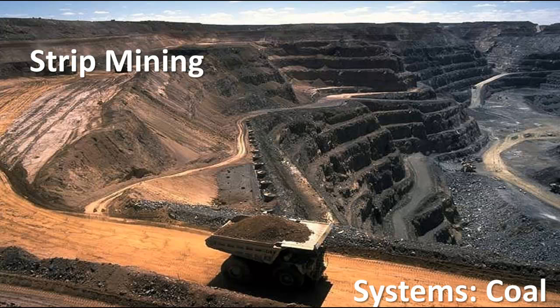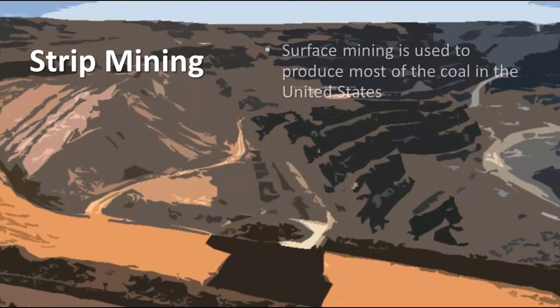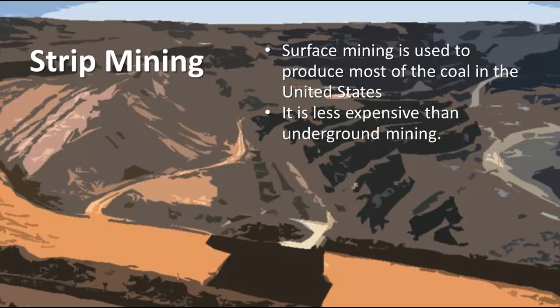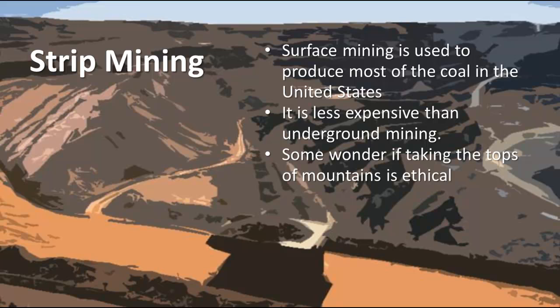As I said before, strip mining is one of the ways that we get coal, and this is what happens to the top of a mountain. Usually these are in rural areas that we don't generally see, but as a system, it's a pretty destructive system. It is now used to produce most of the coal in the U.S., and it is less expensive than underground mining. And some wonder if it's an ethical process, but certainly it's safer than deep mining. So then, if you have to ask the question, if you're going to have coal, which is better, continue deep mining or do strip mining?